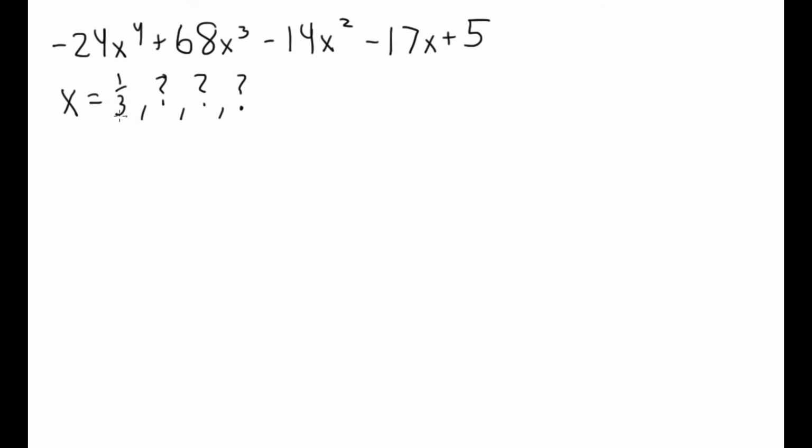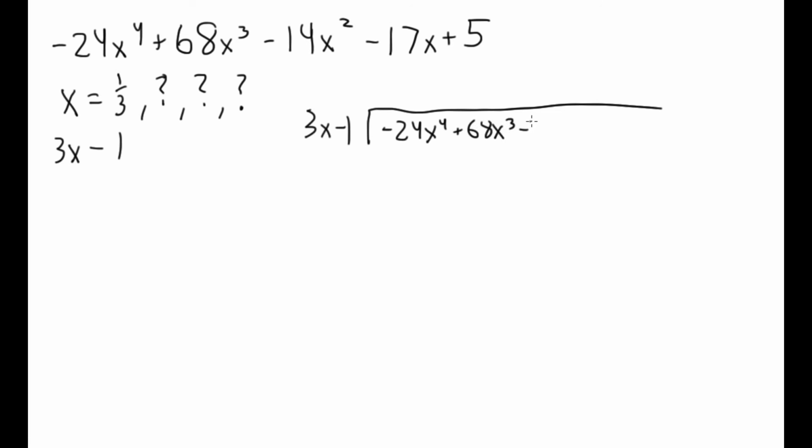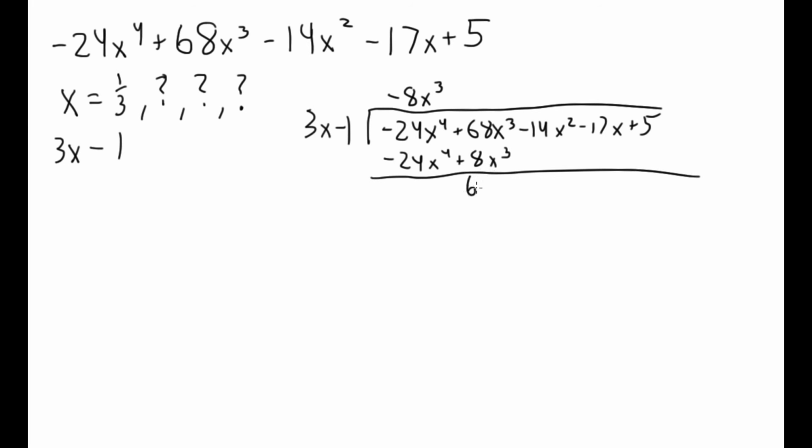First thing we have to do is create a term out of this. Instead of x minus 1/3, we're going to have 3x minus 1. That's what we're dividing this whole thing into. Okay, 3x into negative 24x to the 4th is negative 8x cubed. 3x into 60x cubed is 20x squared.